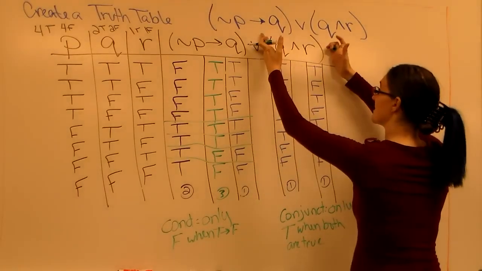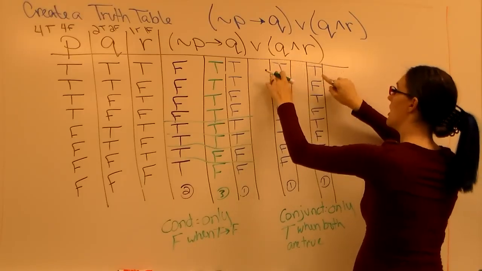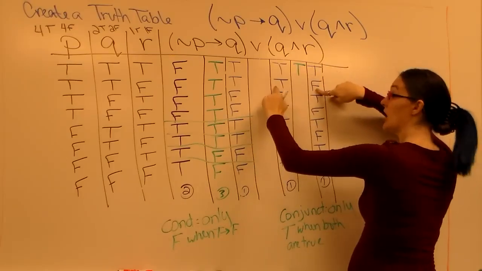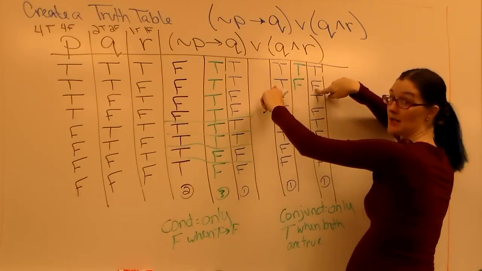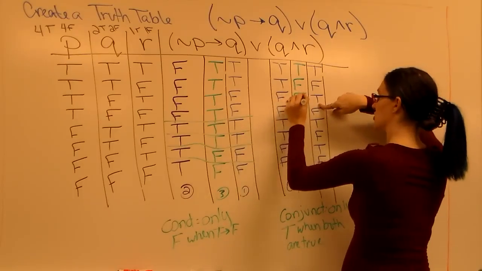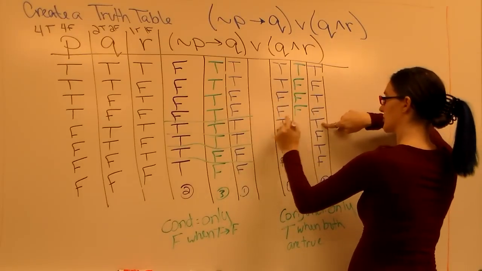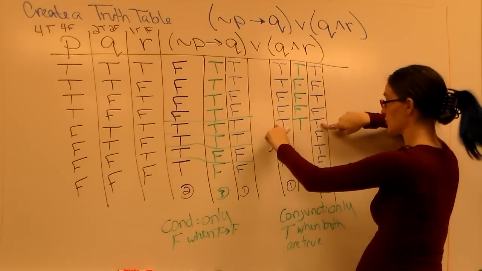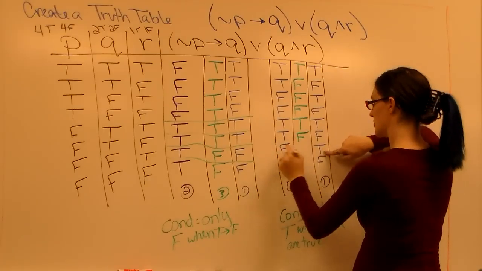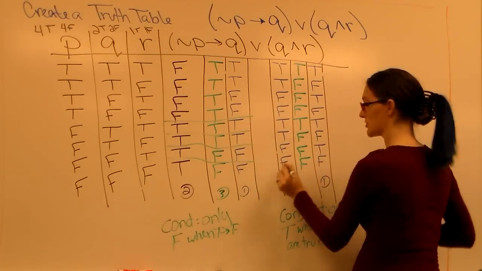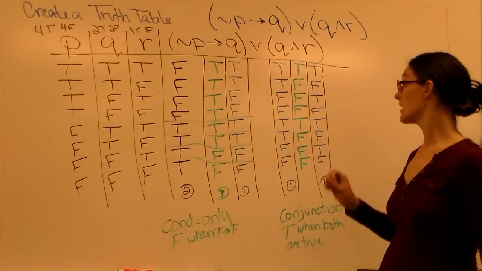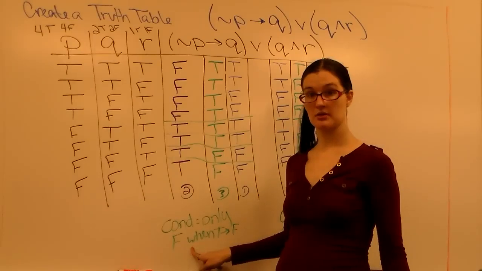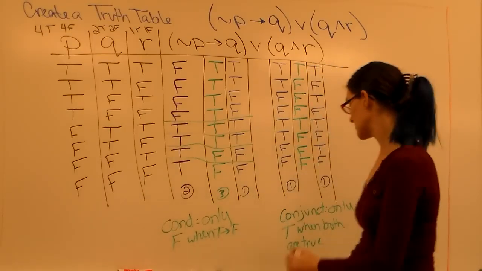So you're comparing inside the parentheses, left and right of the symbol. Only true when both are true. Both are true, so it will be true. Both aren't true, it's not true. Only true when both are true. Conjunctions are only true when both are true. Conditionals are only false when it's true, false.